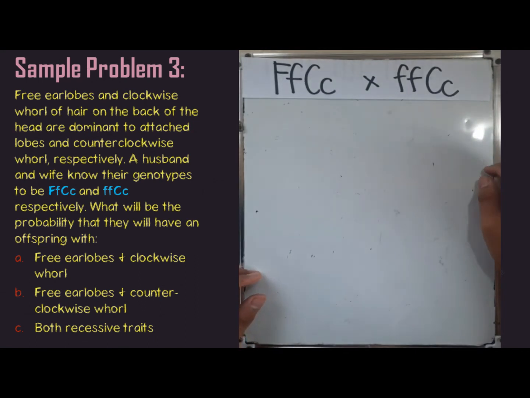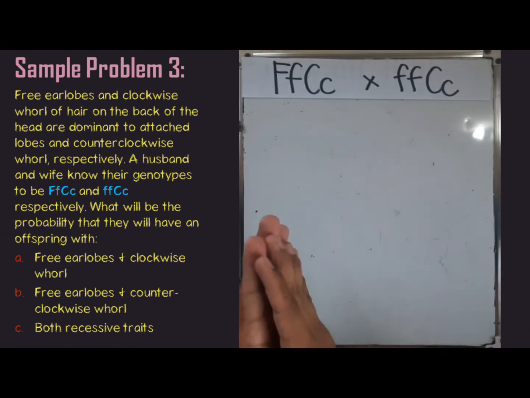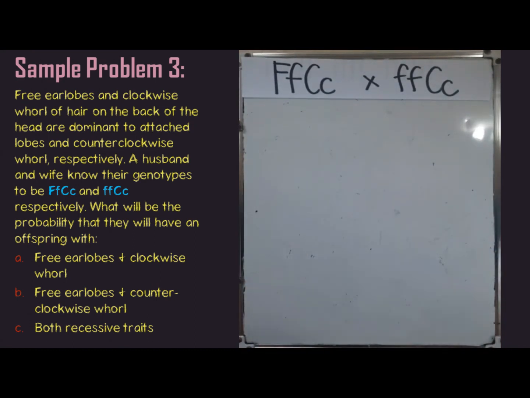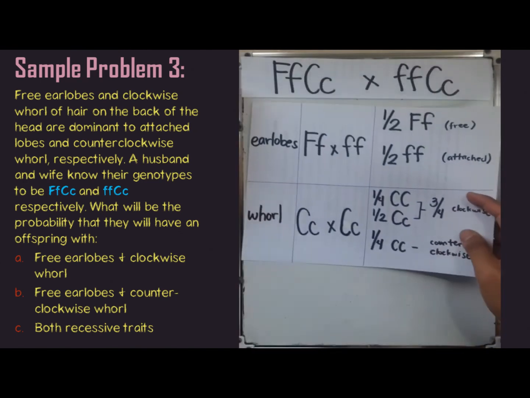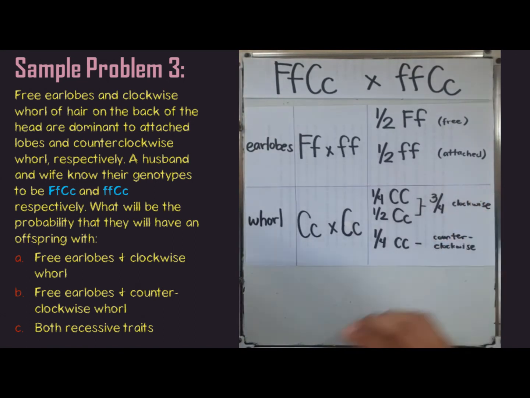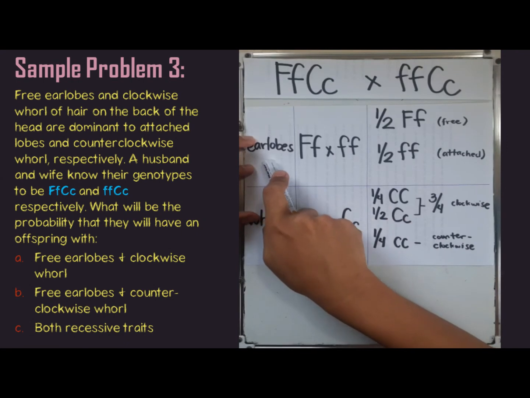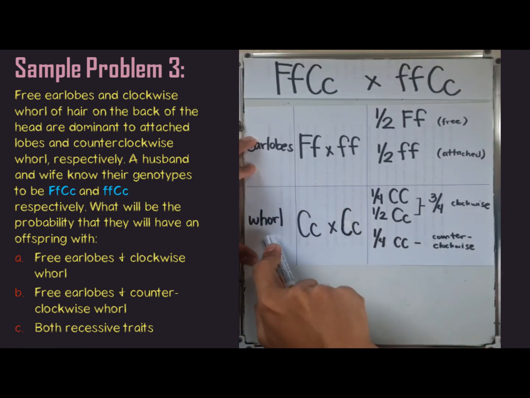A. Free earlobes and clockwise whirl, B. Free earlobes and counterclockwise whirl, and C. Both recessive traits, or simply the presence of attached earlobe and counterclockwise whirl. So, you know the drill on what we are going to do even though this is now the presence of the different characteristics among humans. The very first thing that you're going to consider here is to do the segregation of the different traits that are present. So remember, we have the first trait, the earlobes, and the whirl.